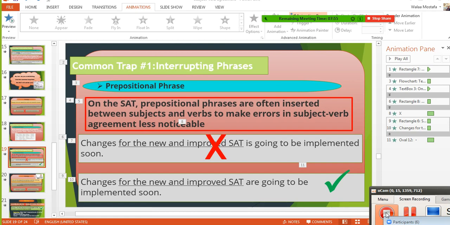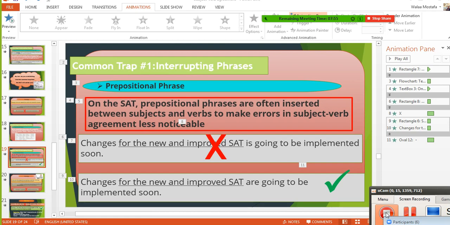Nagam, where is the subject in this sentence? Changes. That's right, changes. And where is the verb? Is going. That's right. Do you think that both of them agree together? No. Why? Because is going is singular and changes is plural. Excellent. Because changes here is plural and is going is a singular verb. So they are not matching. So this sentence is incorrect.